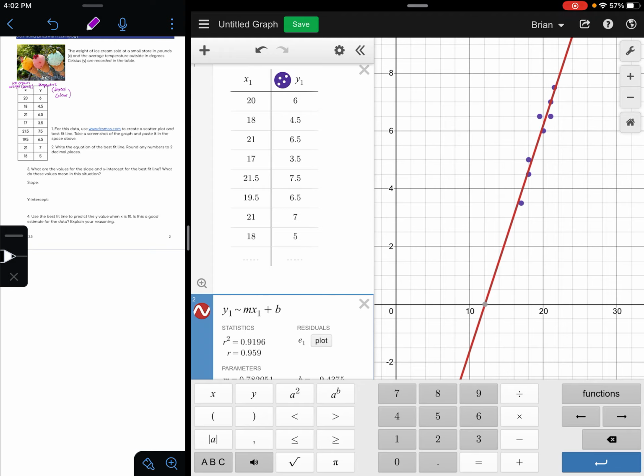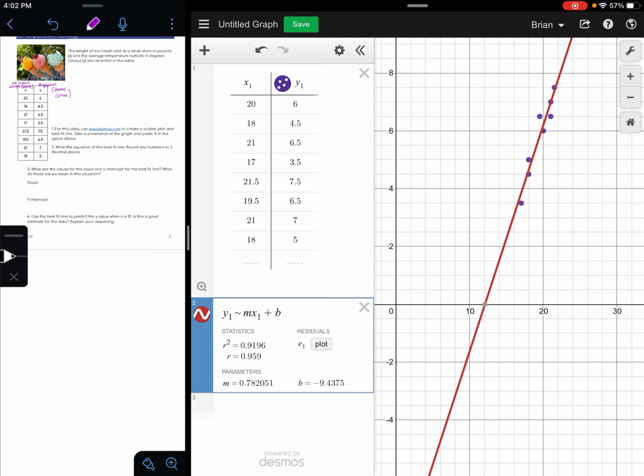Notice how nice that line is, and that it follows the overall pattern and splits the data in half. And this literally is probably the best line that could possibly be drawn in this situation. And so that's kind of cool. And notice it also gives us some values here. I'm just going to get rid of the screen, but it gives us some values, r squared and r. We'll be talking about those. But it also gives us an m and a b.